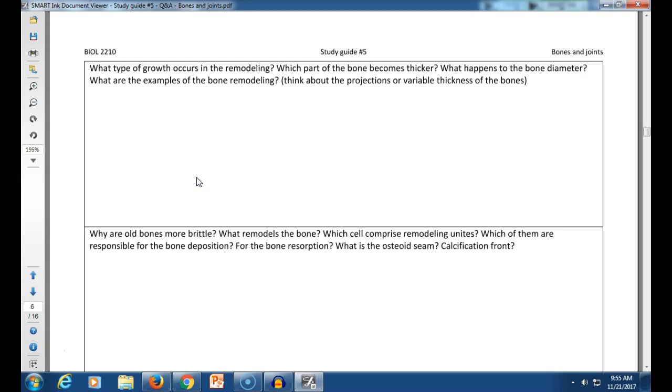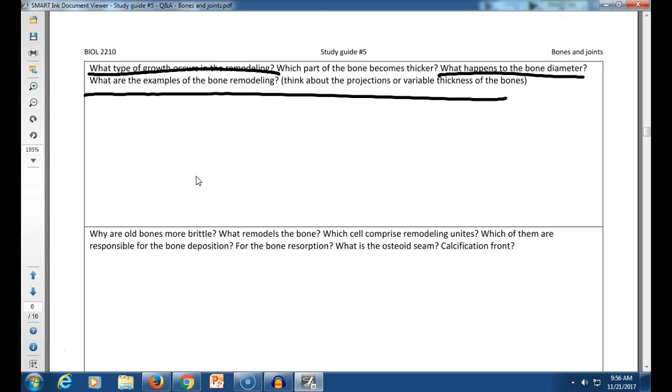What type of growth occurs in the remodeling? Appositional. Which part of the bone becomes thicker? The wall, yeah. Bone wall in the diaphysis. Not the whole diaphysis, the walls become thicker. Does that make sense? It's the walls, not the diaphysis itself. Bone diameter increases. The bone becomes a little heavier, but not too heavy.